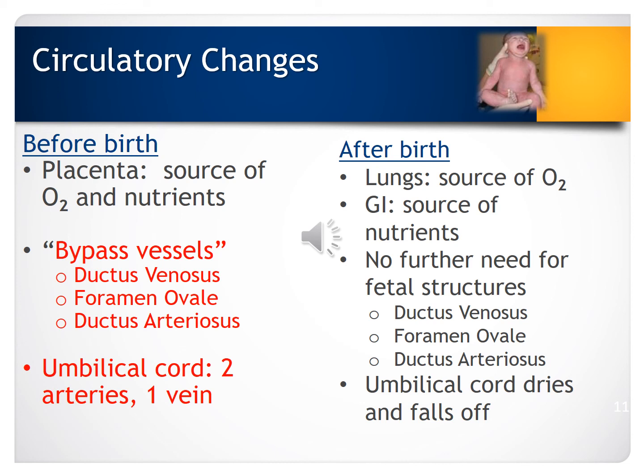You should also be familiar with, or know, that there are two arteries and one vein in the umbilical cord, and what the functions of these three vessels are. The vein carries oxygenated blood to the newborn, to the fetus, and the two arteries carry deoxygenated blood from the fetus back to the mother through the placenta.